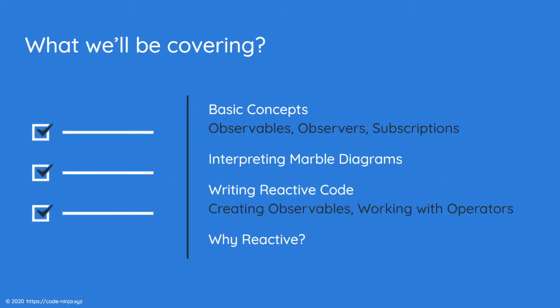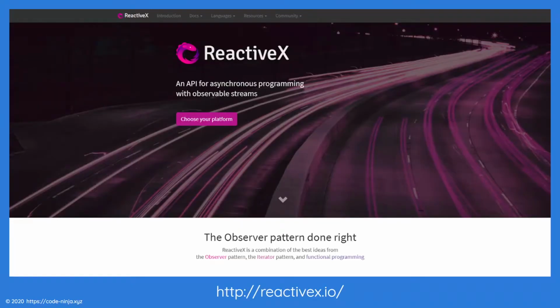In this lesson, we'll be covering the basic concepts of reactive programming such as observables, observers, subscriptions, etc. Marble diagrams are the standard way in which operators are explained in the documentation, so we'll also look at how to interpret marble diagrams. We'll start writing some reactive code using RxJS, and we'll look at different ways of creating and subscribing to observables and how to go about working with operators. We'll also look at a comparison between a reactive and a proactive approach and why you should prefer the reactive approach.